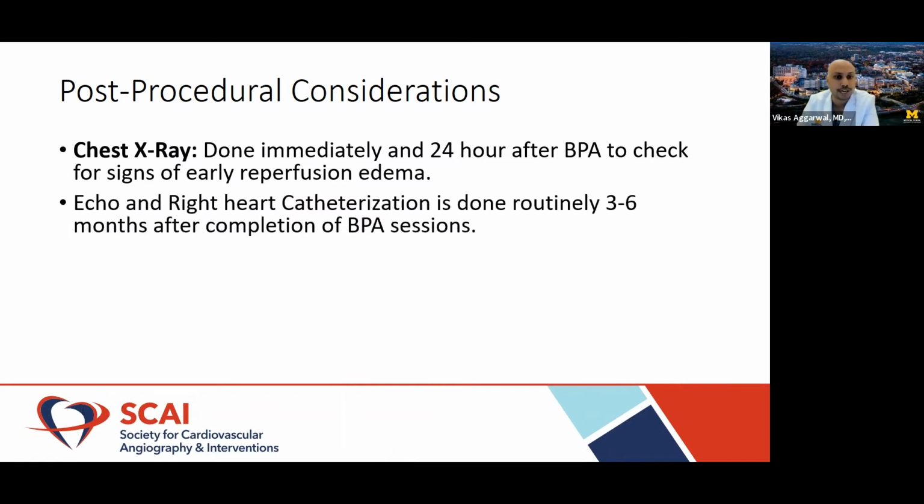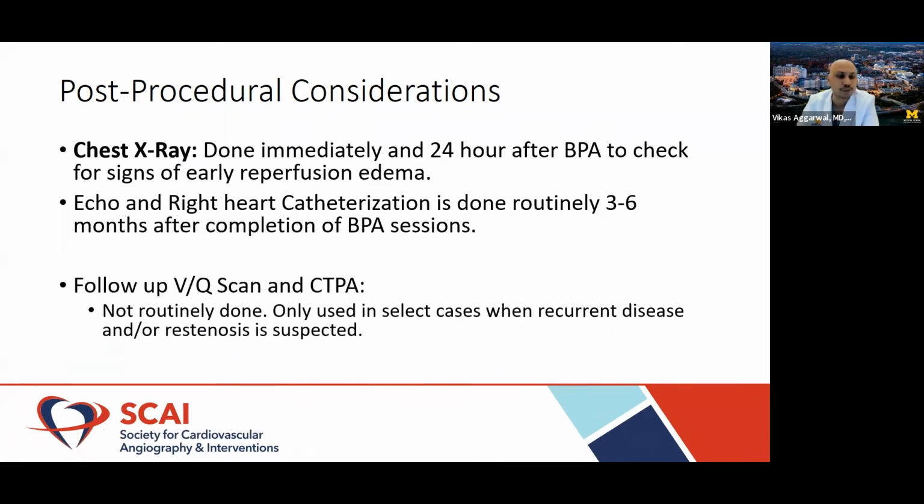We do an echo and a right heart cath 3 to 6 months after completing all the sessions, and routine VQ scanning and CT angiograms post-procedures are not recommended at this time. We only do it for recurrent cases or restenosis.